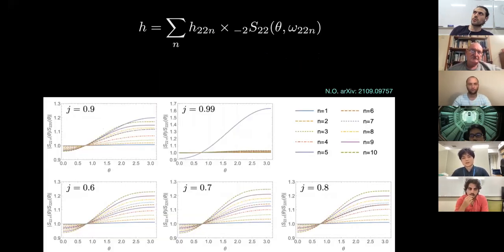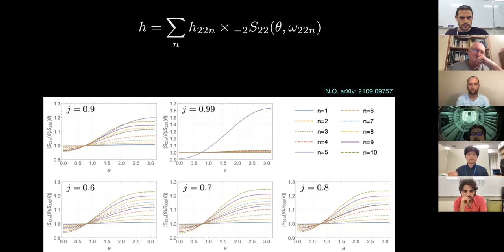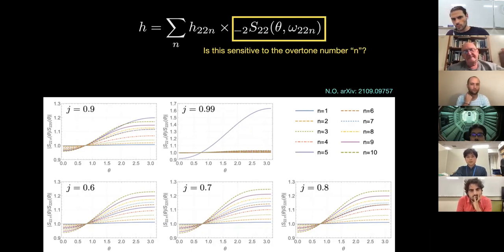But of course, now I just showed you one sample, so we have to look at other GW waveforms by changing the many initial conditions of the binary black hole. Although I did not mention the spheroidal harmonics, this also determines the amplitude of each quasi-normal mode. Then the question is the same for the source factors: is this sensitive to the overtone numbers or not?